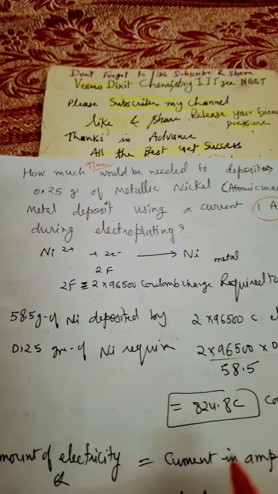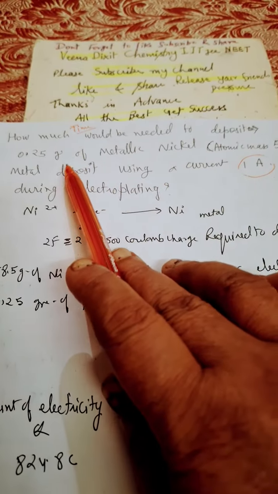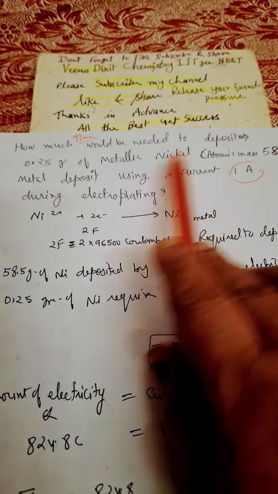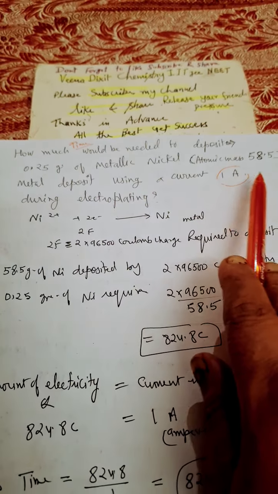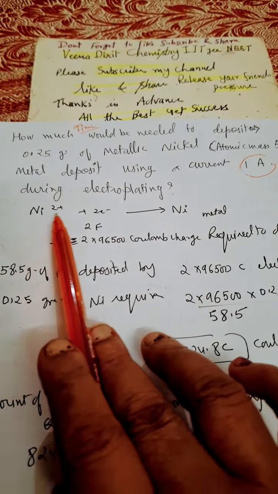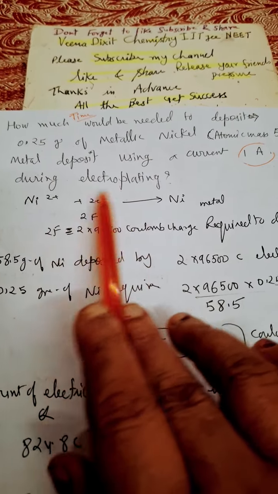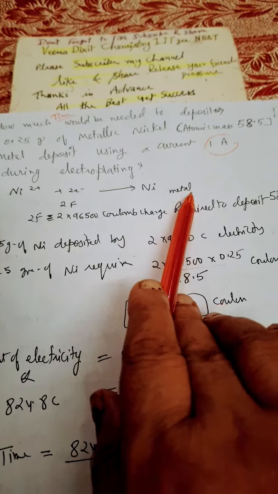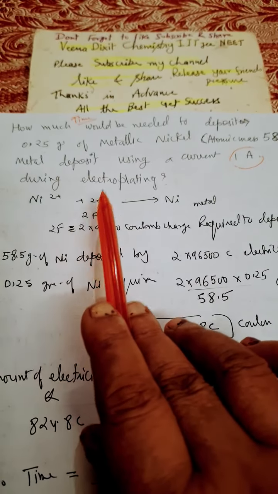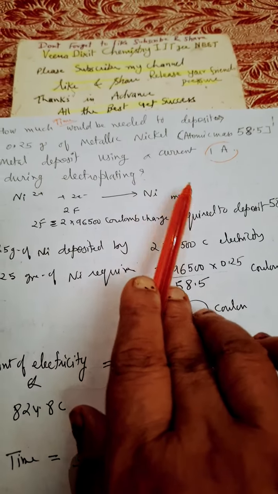That is better, because we have to find out the time, how much time would be needed to deposit 0.25 gram of metallic nickel, atomic mass 58.5, using a current of 1 ampere during electroplating. So you should know that Ni carries 2 positive charge. So when 2 Faraday of electricity is passed, it will convert it into nickel metal deposited. So 2 Faraday is the charge of 2 mole of electrons. 1 mole of nickel 2 positive gives 1 mole of nickel metal.